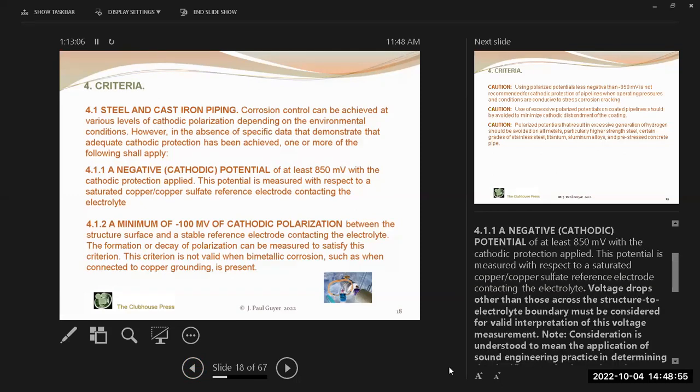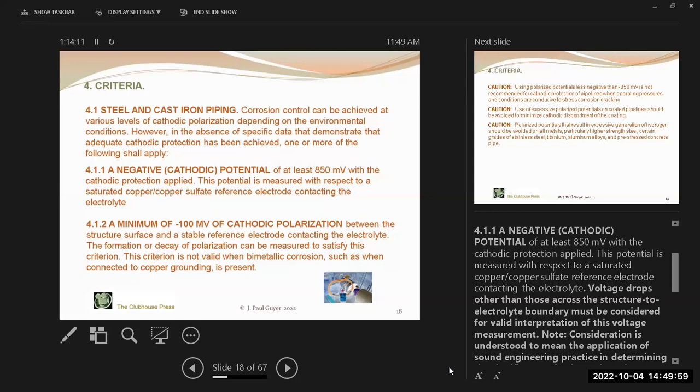The target for your electrical circuit that you're constructing is to have a negative or cathodic potential of at least, again, the magical 850 millivolts with the cathodic protection applied. And that means if it's a sacrificial anode system, the anodes are in place and have been connected up. If it's an impressed current system, it's with the rectifier or source of DC current operational. This target potential of 850 millivolts is measured with respect to, again, this standard copper sulfate reference electrode contacting the soil, the electrolyte.